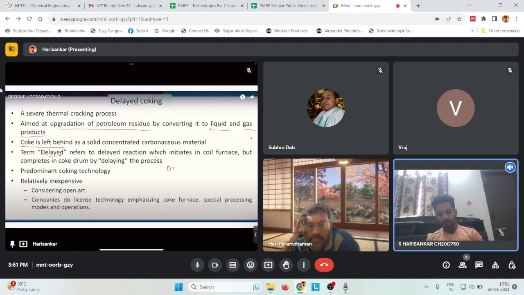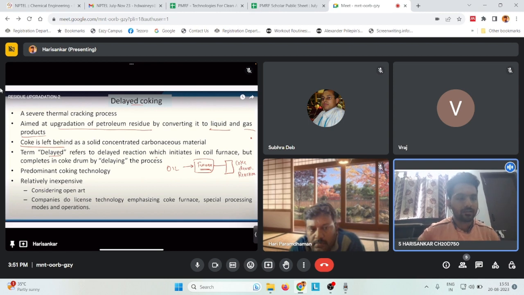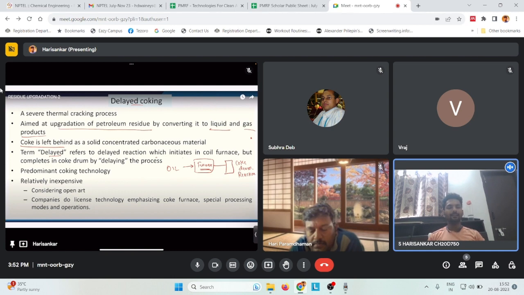So basically what happens is we have the oil which is sent to a furnace. The reaction starts here, but it doesn't really finish here. The oil is heated in the furnace and then sent to a coke drum where the reaction happens. So the reaction is slightly delayed from the time at which the oil is heated, and that is basically why this process is called delayed coking.